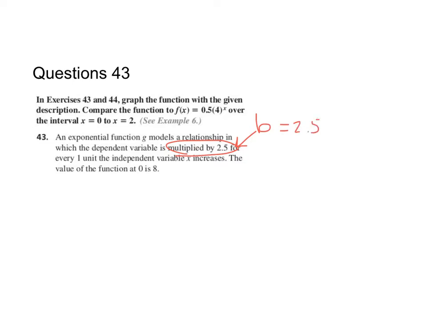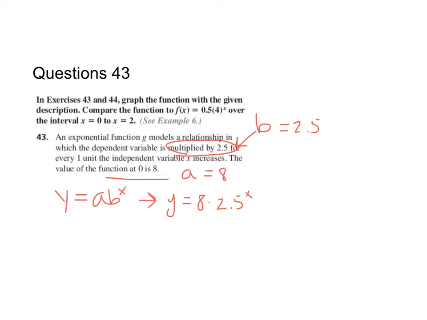And then when it says that the value of the function at 0 is 8, that's telling me my a value has to be 8, because remember, that's your initial amount, or when x equals 0. So I could have my equation a b to the x now becoming y equals 8 times 2.5 to the x. And so now that I have that, I'm asked to graph the function with the given description, and then compare that function over to the next one.